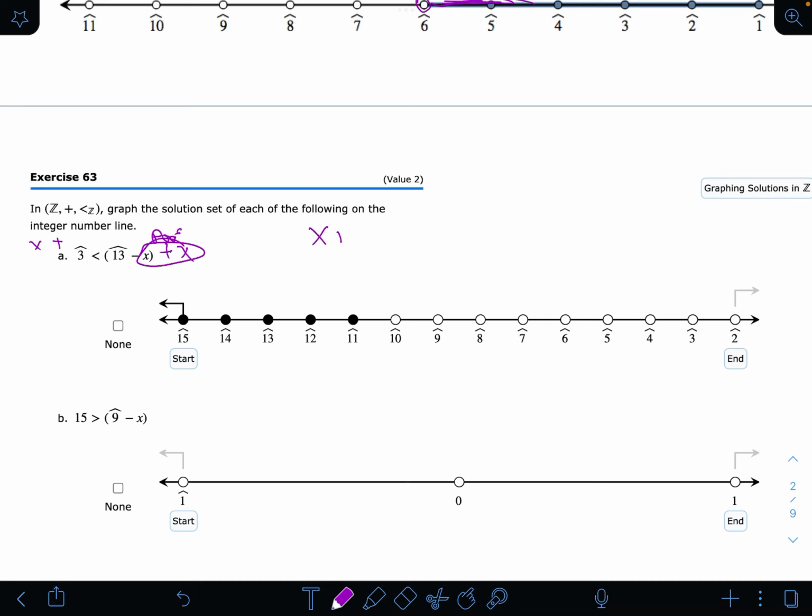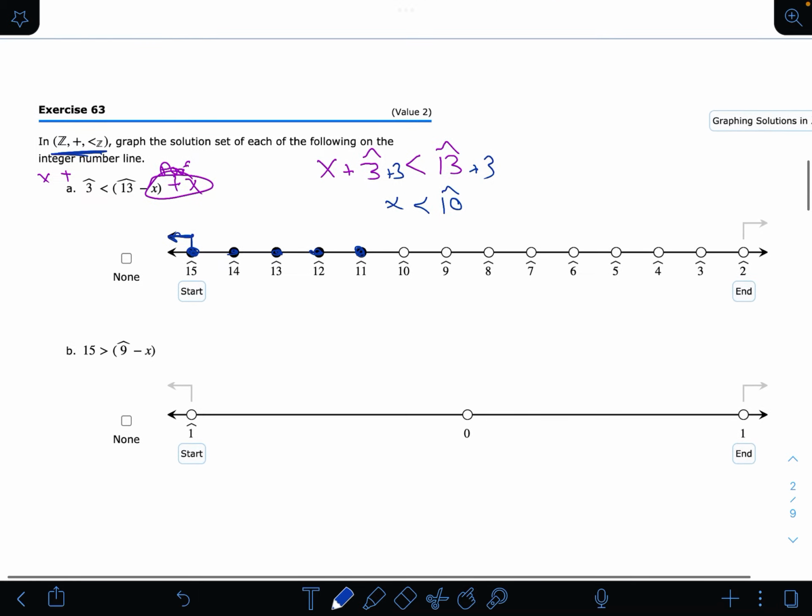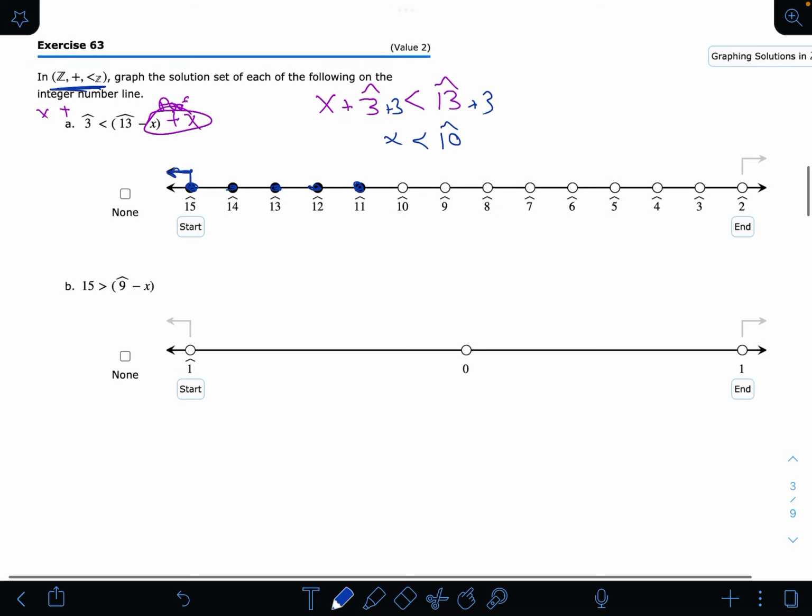Now I've got x plus negative 3 is less than negative 13, which is real easy to solve if I simply add 3 to both sides. And I've got x is less than negative 10, and it's over Z, so my answers start at negative 11 and go on down all the way to negative 15, and then I put that little bent arrow diagram on there.